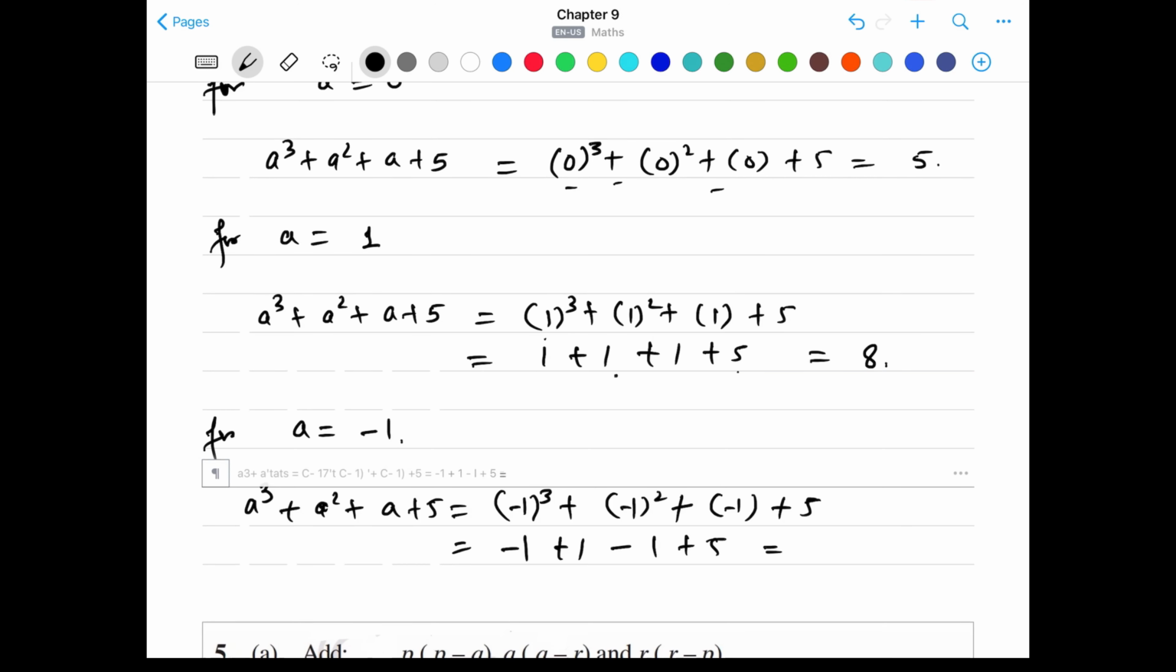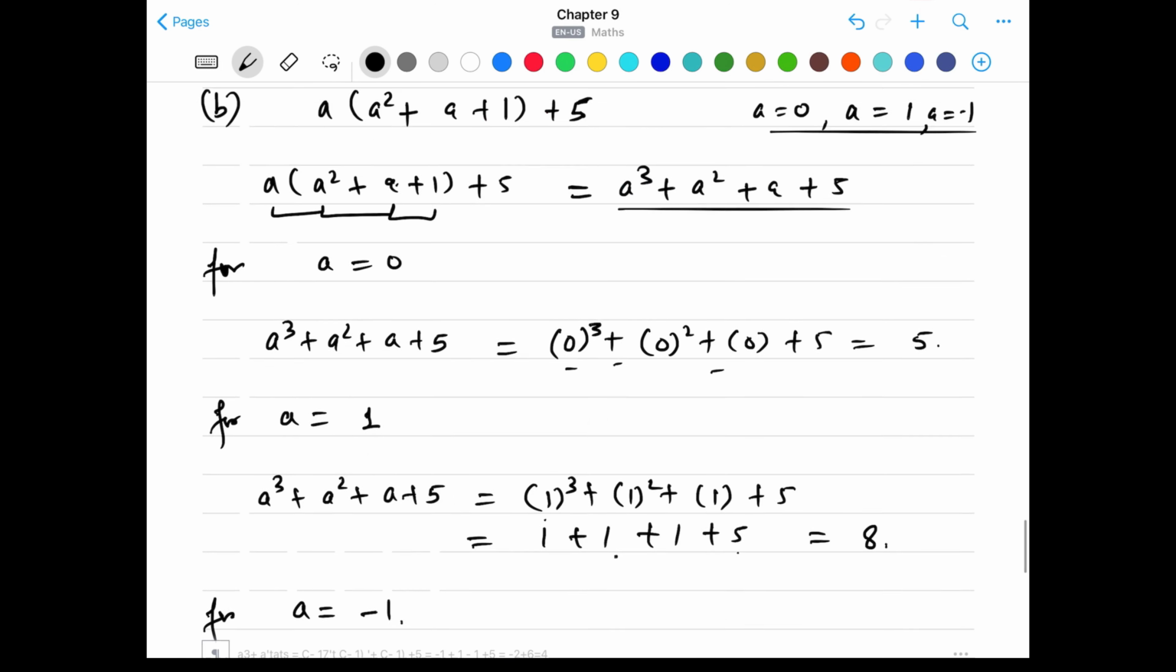So this will be minus 2 plus 6, that is 4. So the result for this one is 4 at a equals to minus 1. Okay, so that's the answer of part B of question number 4.